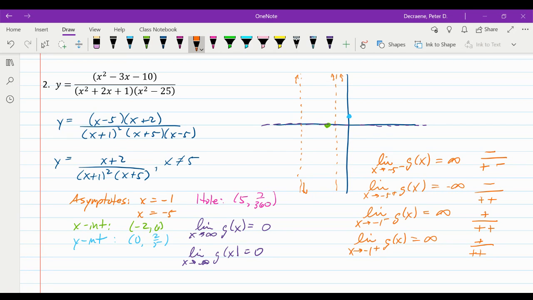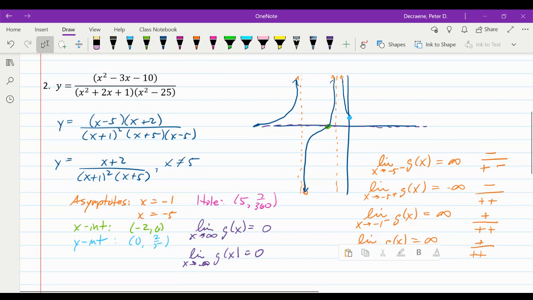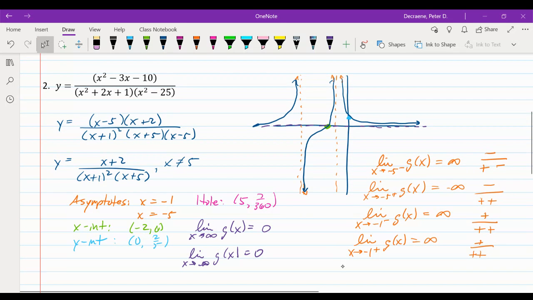And I think that's enough to sketch out the graph. I don't have any more x-intercepts here, so I can't cross that asymptote. So this piece is going to go like this. This piece I got to cross at the x-intercept, so it's going to look something like that. And this piece, I'm going to do something like that. And that's what the graph is going to look like. We can check that on Desmos if you want, but there you are.